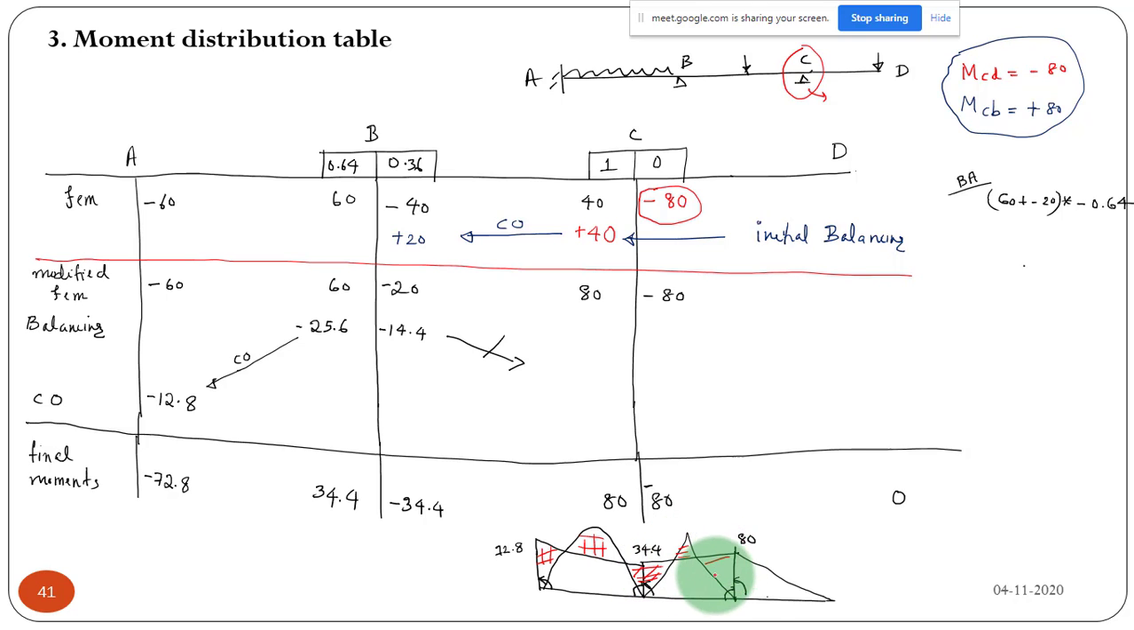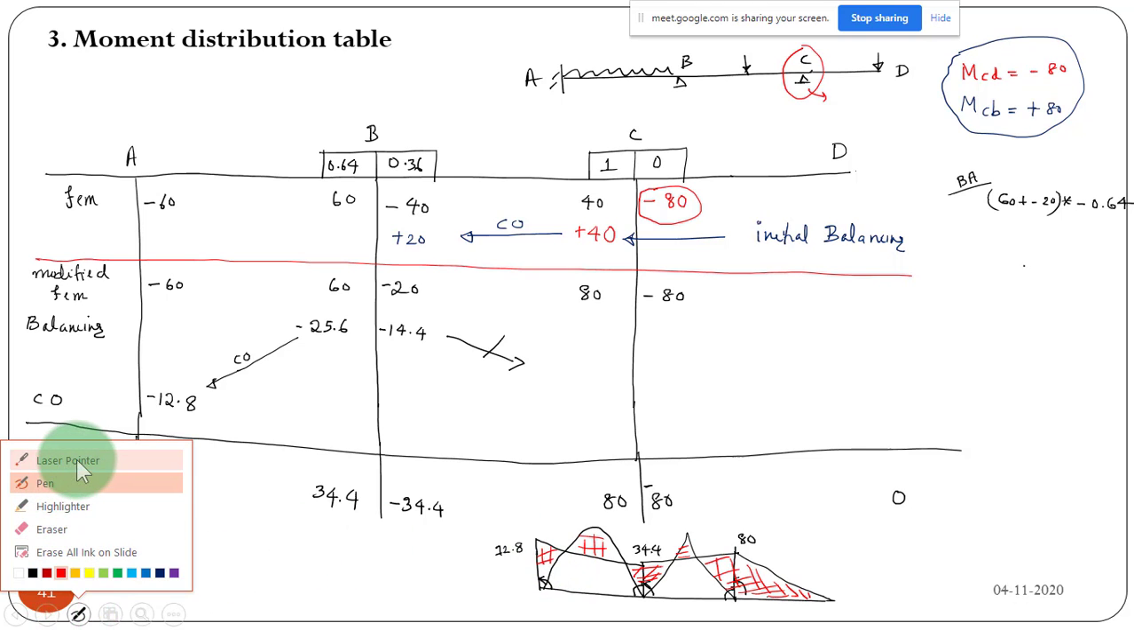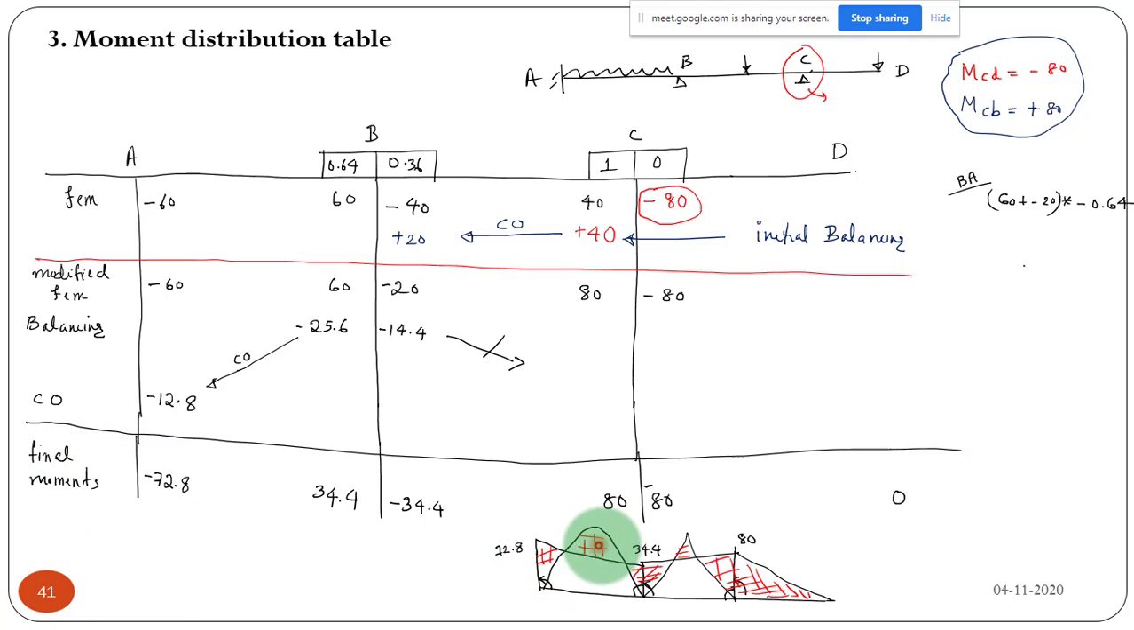This is your final moment diagram. So this is hogging moment, negative moment. This moment is hogging moment, negative. This is sagging moment. It is also hogging moment. It is again sagging, and this part hogging, and it is also hogging moment.